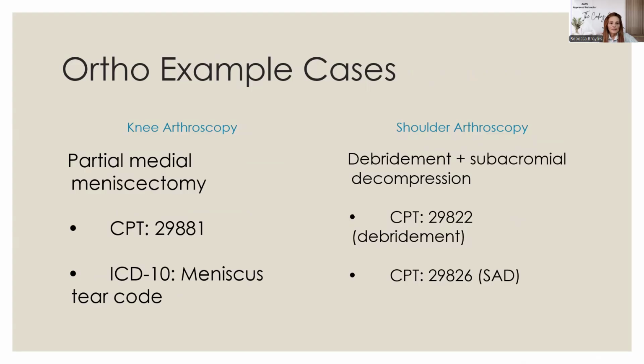Ortho example cases. The knee arthroscopy, you have a partial medial meniscectomy. The CPT code would be 29881, and an option for the ICD-10 selection could be the meniscus tear code. Shoulder arthroscopy, we see a debridement and subacromial decompression. CPT code 29822 for the limited debridement and 29826 for the decompression.